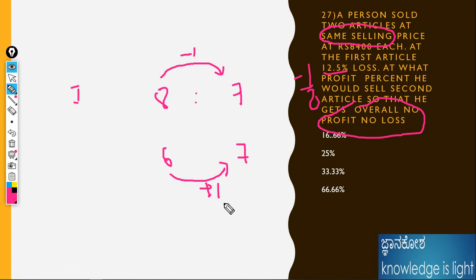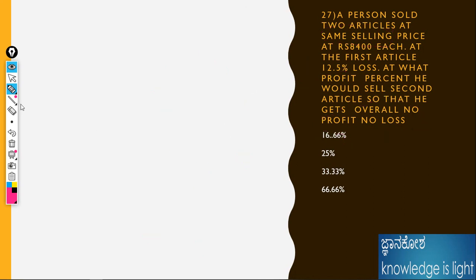Therefore, the difference in profit percentage is 1 by 6. 1 by 6 is 16%. If there is no profit and no loss, the product should be sold at 1 by 6%. This is the best way to calculate for no profit no loss, if the same price is coming. Okay, I will show many ways we can solve the problem, so I will show one more way. First, 12.5% and I already told you, 8 is to 7.